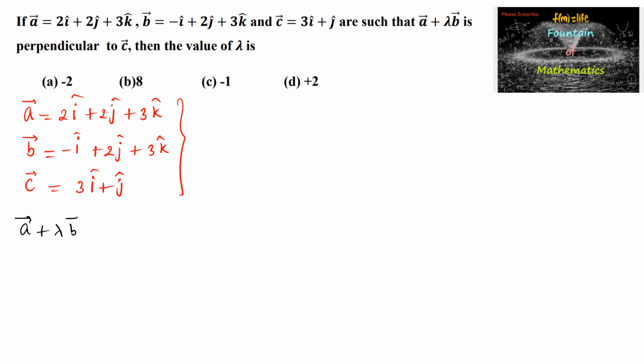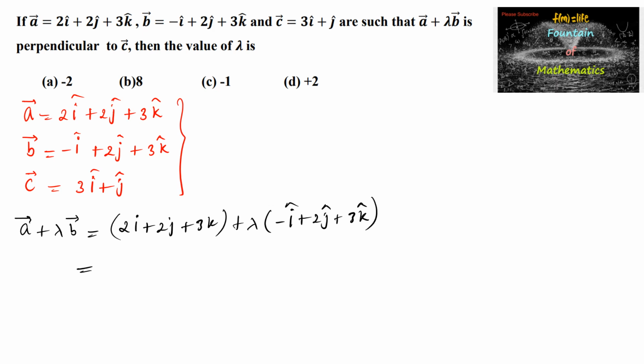Vector A plus lambda times vector B is equal to 2i plus 2j plus 3k plus lambda times vector B, that is negative i plus 2j plus 3k, which is equal to 2 minus lambda of i and 2 plus 2 lambda of j and 3 plus 3 lambda of k.